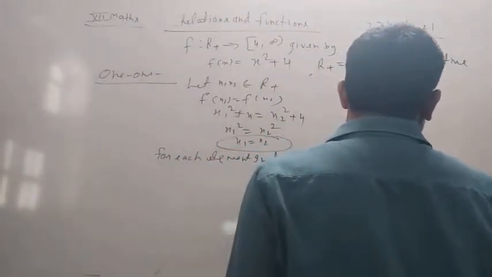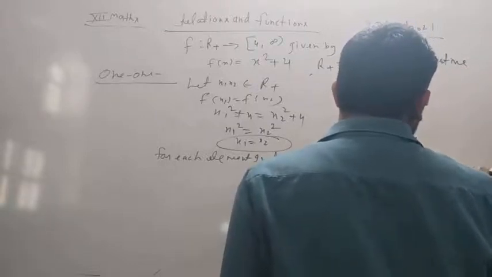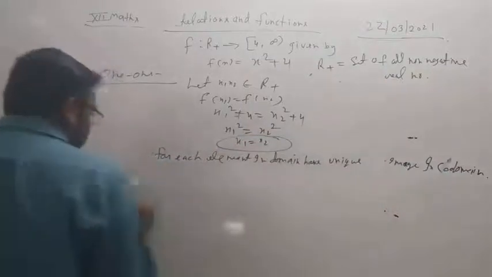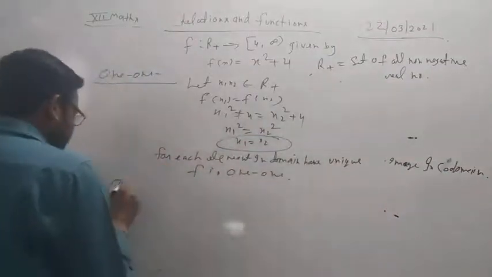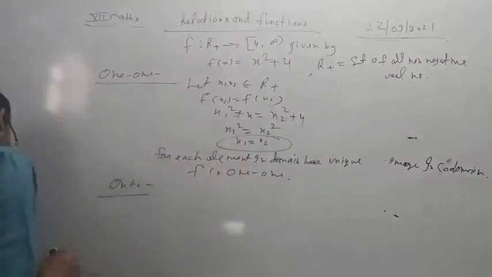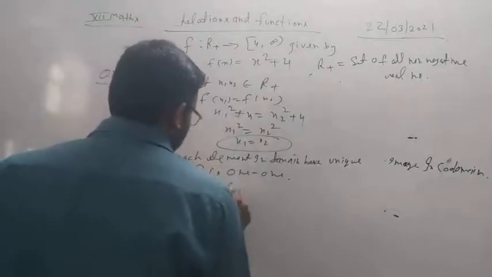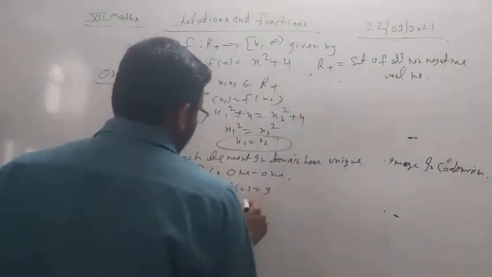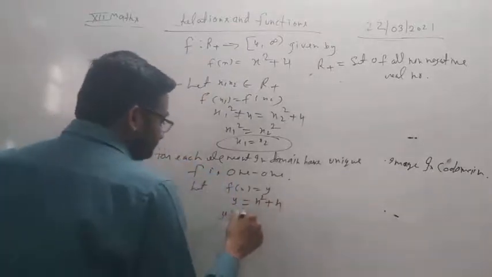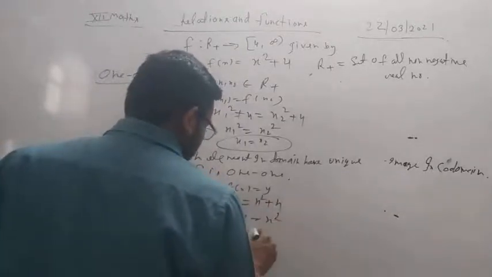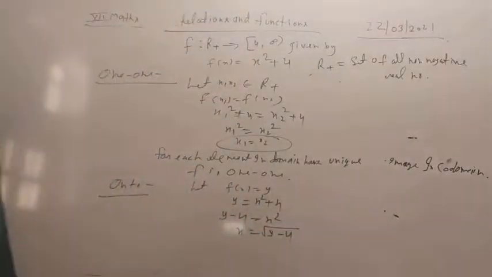Unique image in domain, in codomain. So the function is 1-1. Now let's check for onto. Let f(x) = y. So x = √(y − 4).